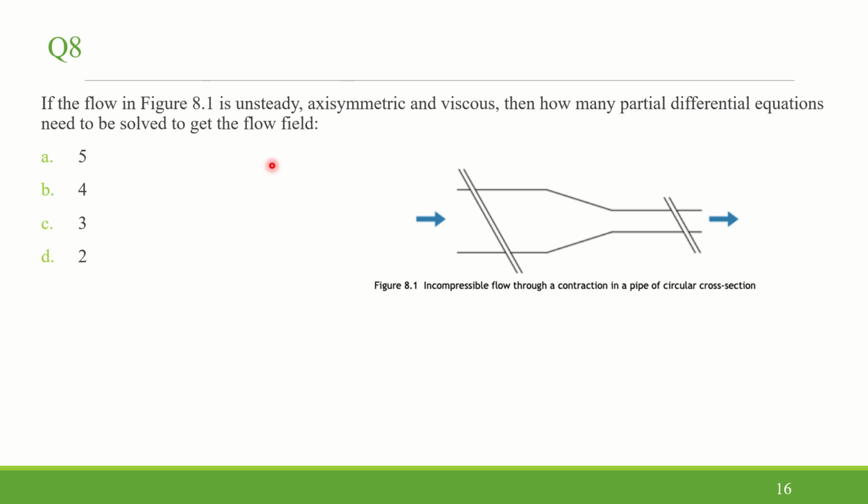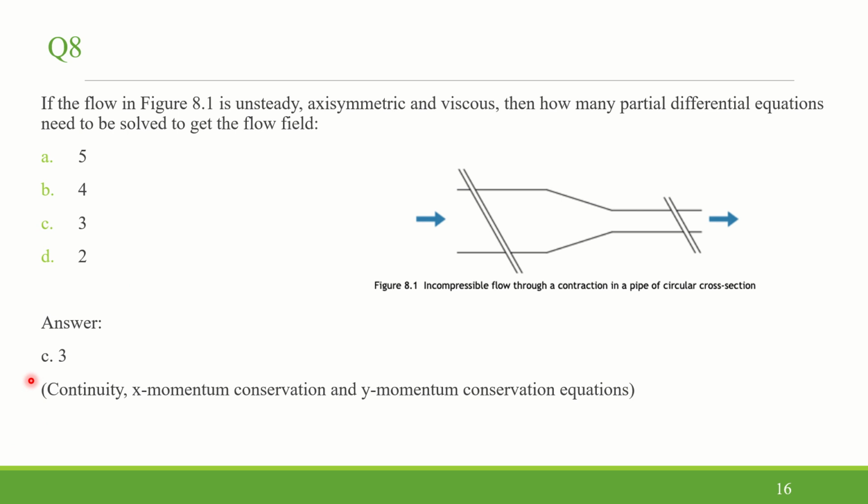So here the flow is given as axisymmetric, so instead of 3 dimensions it is sufficient to solve for the 2 dimensions. So the number of equations becomes 1 continuity equation and 2 momentum conservation equations. So on the whole it becomes 3. So the answer is option C. That is 1 continuity equation and 1 x momentum and 1 y momentum, or like 2 momentum conservation equations.